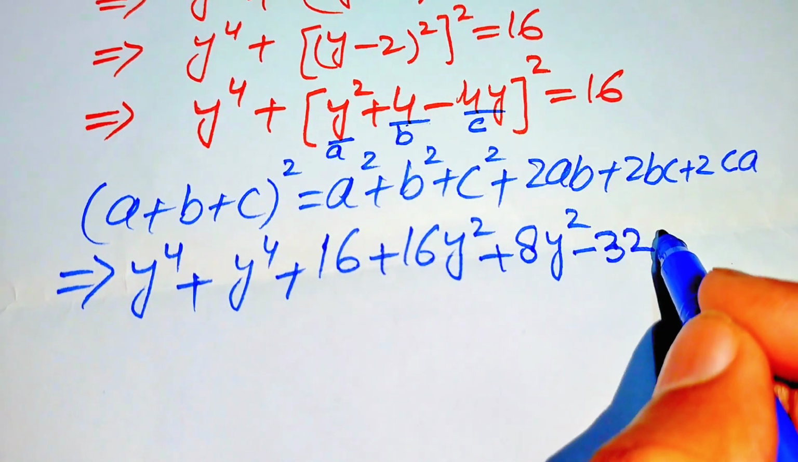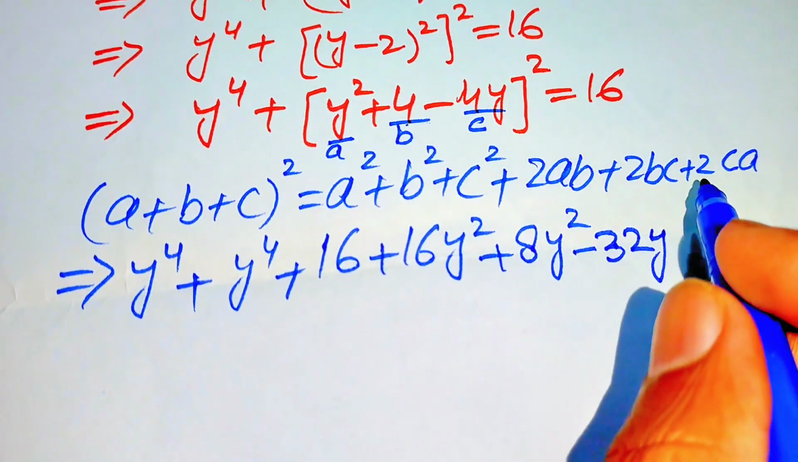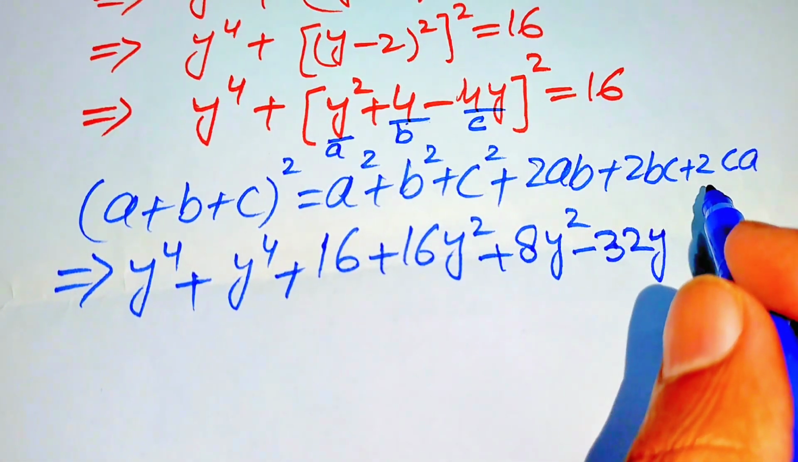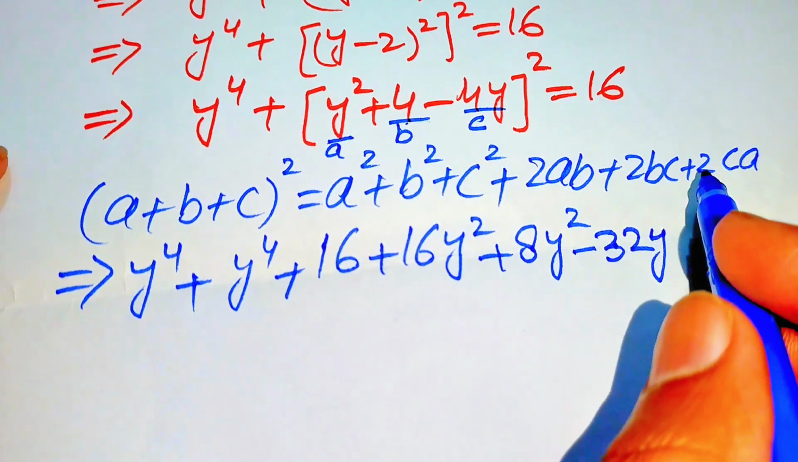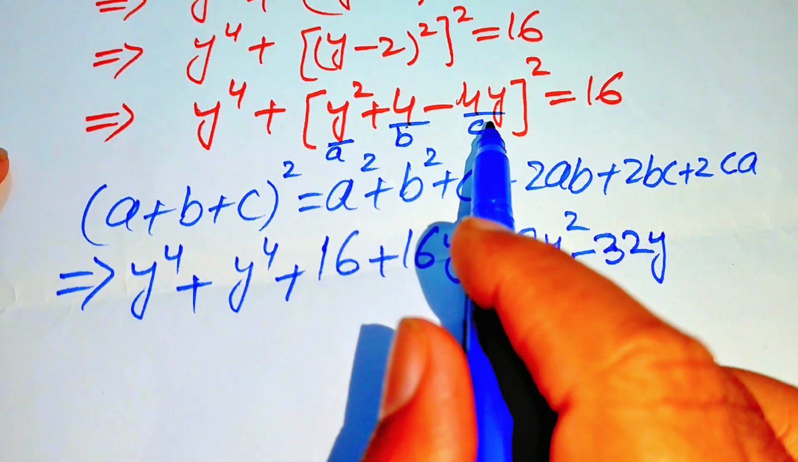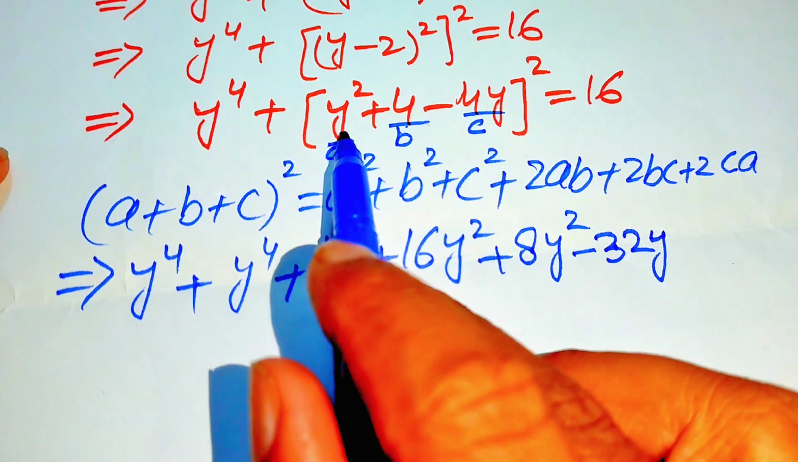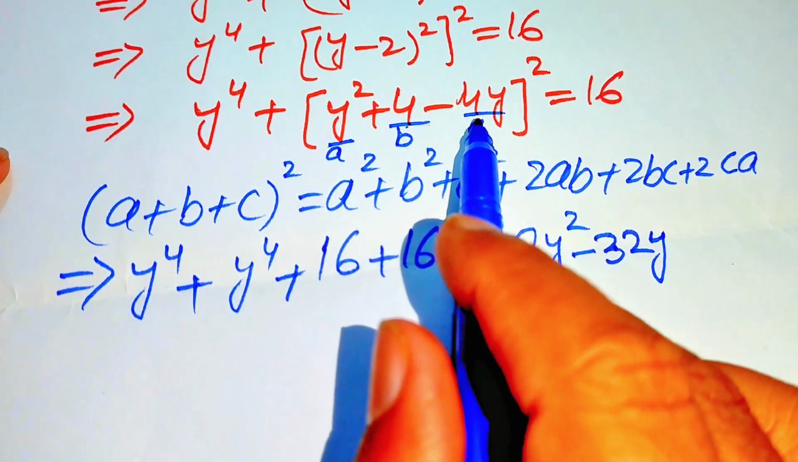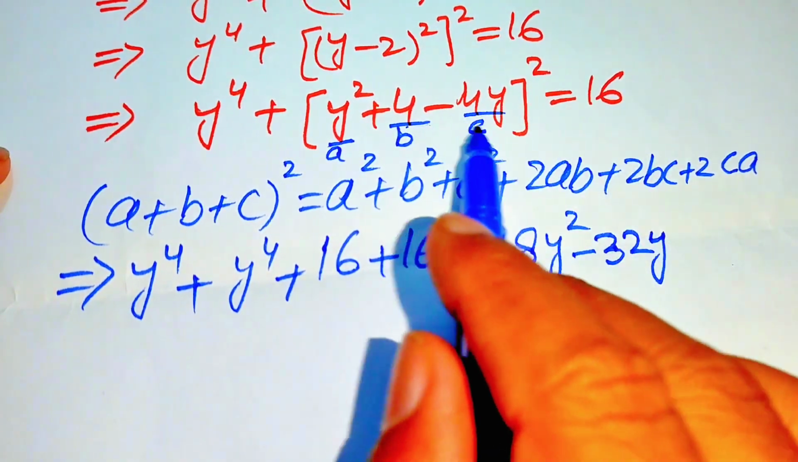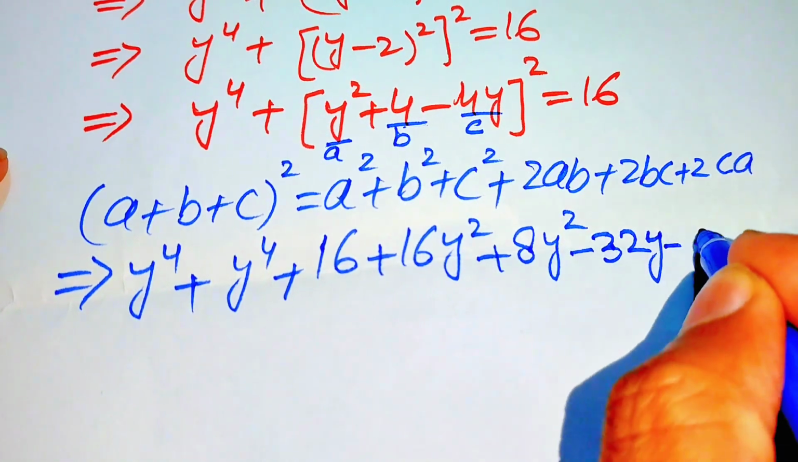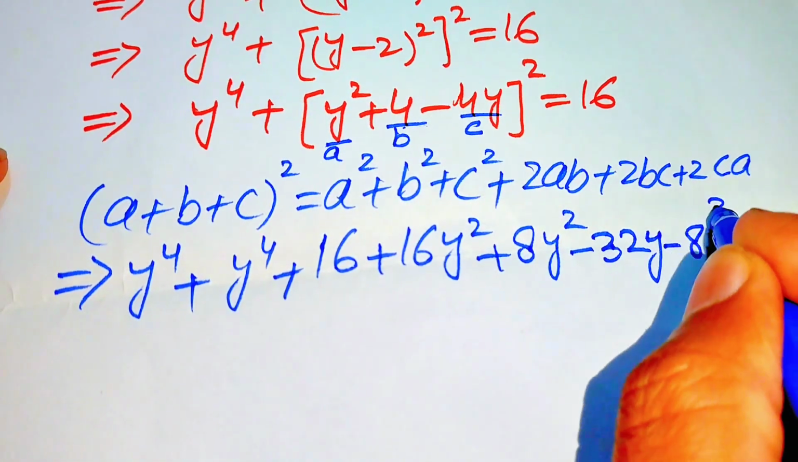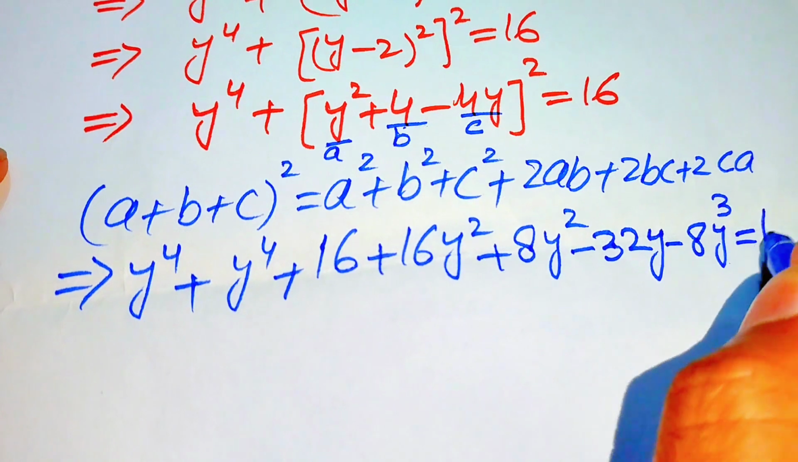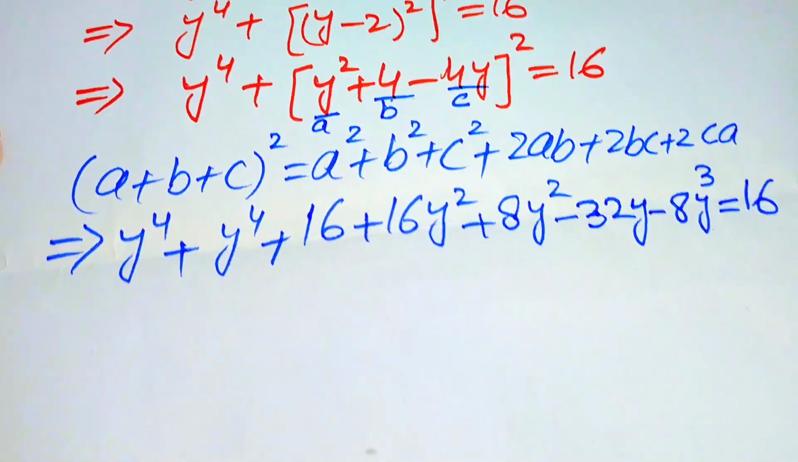so it becomes minus 32y. And after that we have plus 2ca, so our c is minus 4y and a is y^2, so it becomes minus 4y^3, and 4 times 2 is 8, so it becomes minus 8y^3, and this whole equation equals 16.